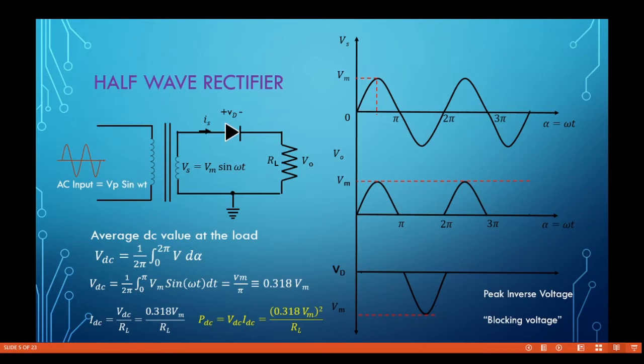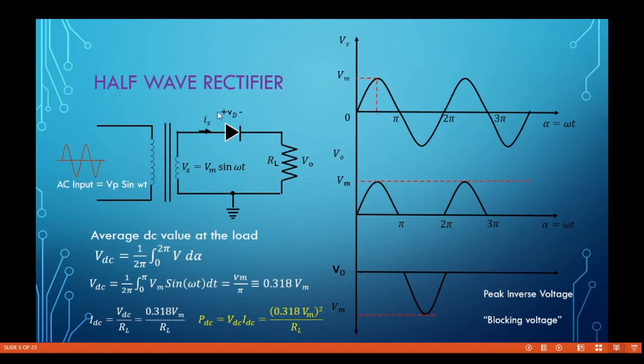Now rectifiers are generally classified into two types. One is the half wave rectifier and the other is the full wave rectifier. That means on the basis of which type of waveform you get at the output, they are divided into half wave and full wave rectifiers.